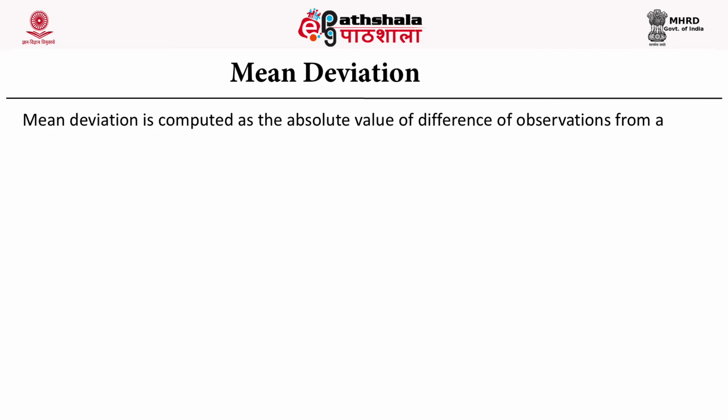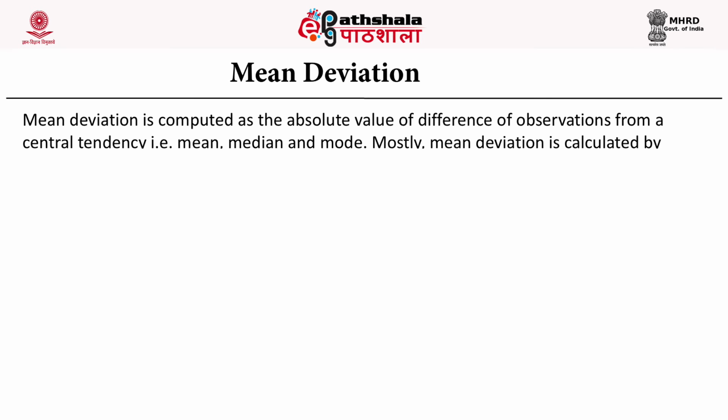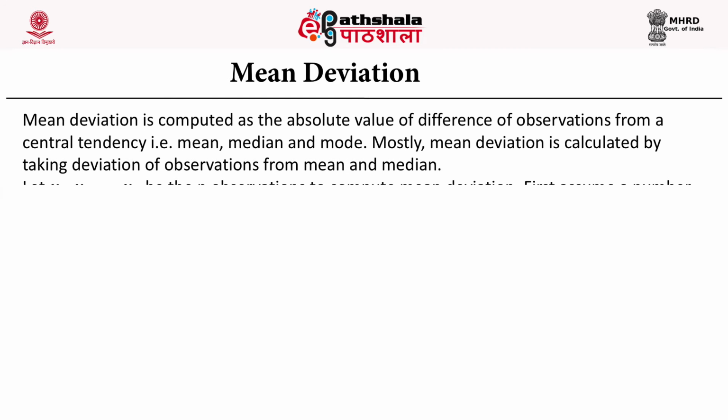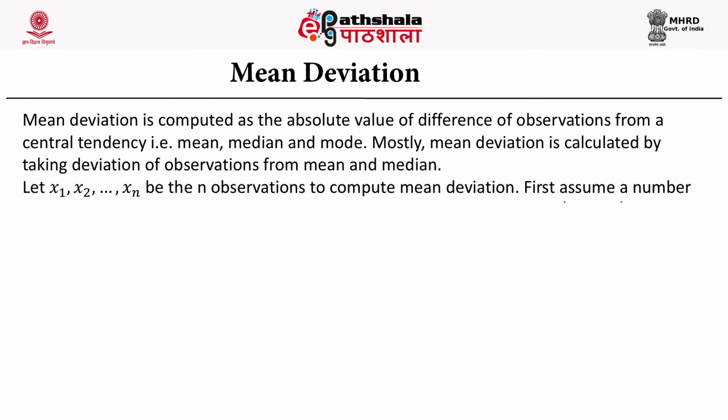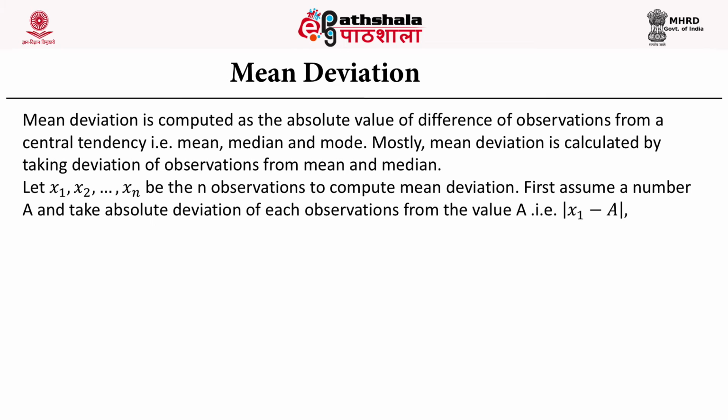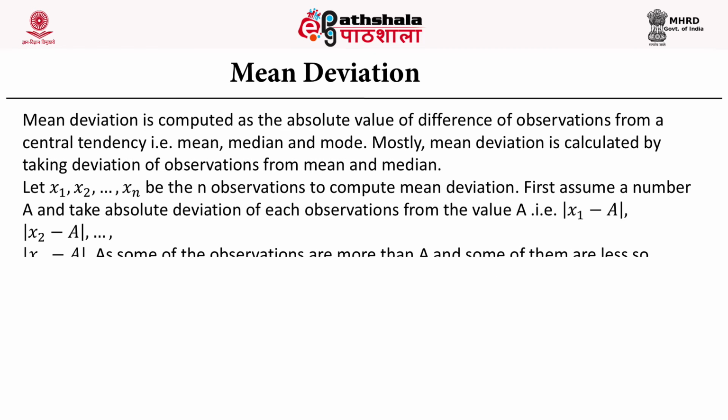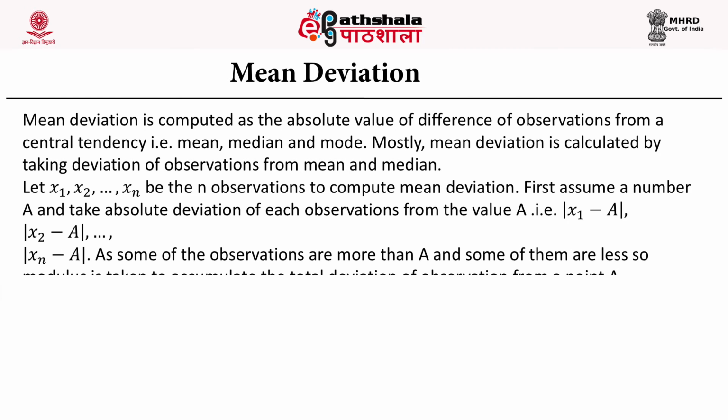Now we will discuss the third measure of dispersion, that is mean deviation. Mean deviation is computed as the absolute value of the difference of observations from the central tendency, that is mean, median and mode. Mostly, mean deviation is calculated by taking the deviation of observations from the mean and median. Let we have x1, x2, ..., xn, n observations to compute mean deviation. For that, first assume a number A and take the absolute deviation of each observation from the value A. It is given by |x1 - A|, |x2 - A|, and so on up to |xn - A|.